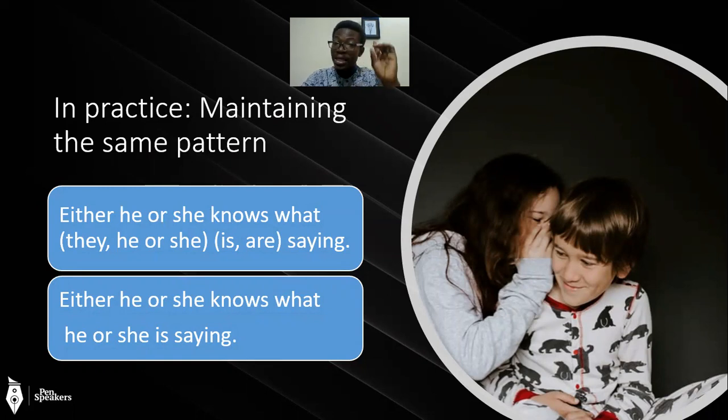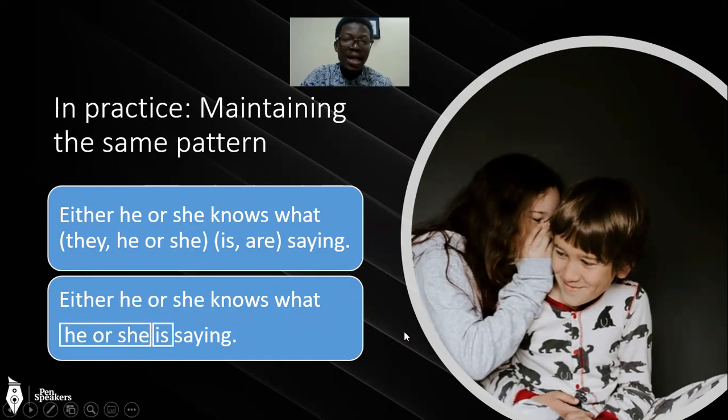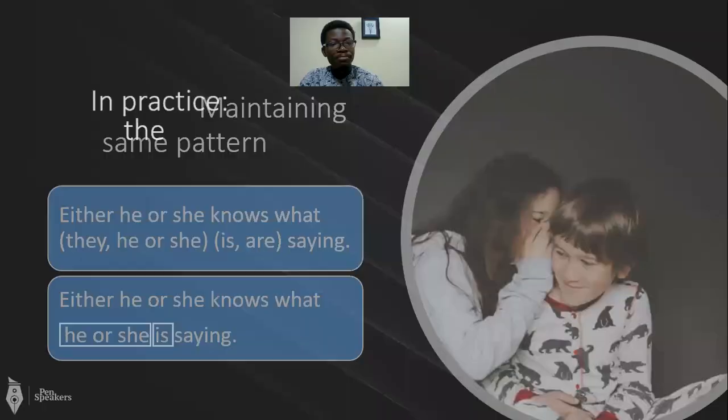Either he, singular, or she knows what he or she is saying. You wouldn't say are saying, all right? This still refers to the subject-verb agreement, which is a video that I have done, so you need to watch it. All right, so it says either he or she knows what he or she is saying. You get that? So that's how you go for your answer.